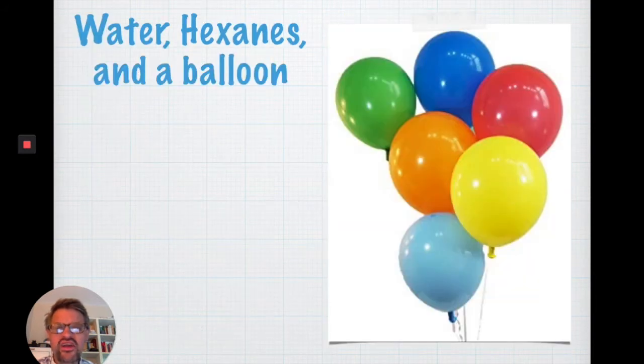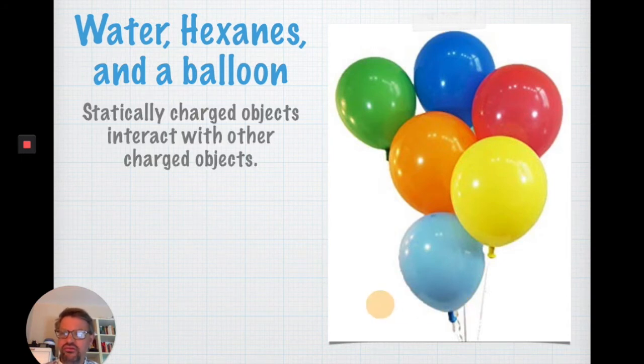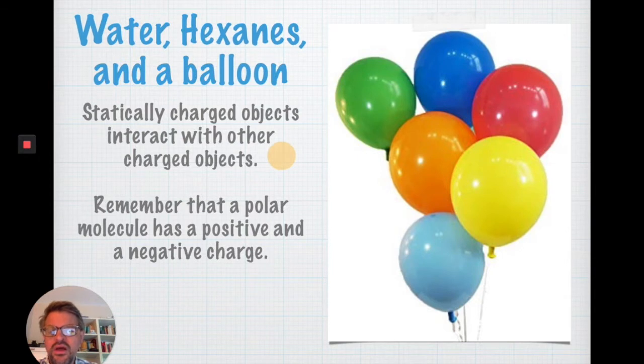Okay, in this next part, you're going to see a stream of water and hexane coming out of a burette. And I'm going to put a charged balloon, a statically charged balloon, next to the stream of each substance. Now what happens, statically charged objects, like a static balloon, interact with other charged objects. Remember that a polar molecule is a charged object. It is a positive and a negative charge.